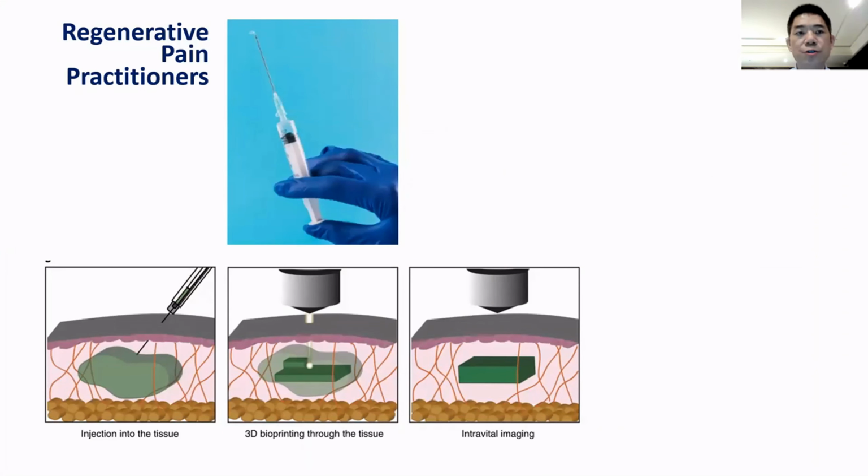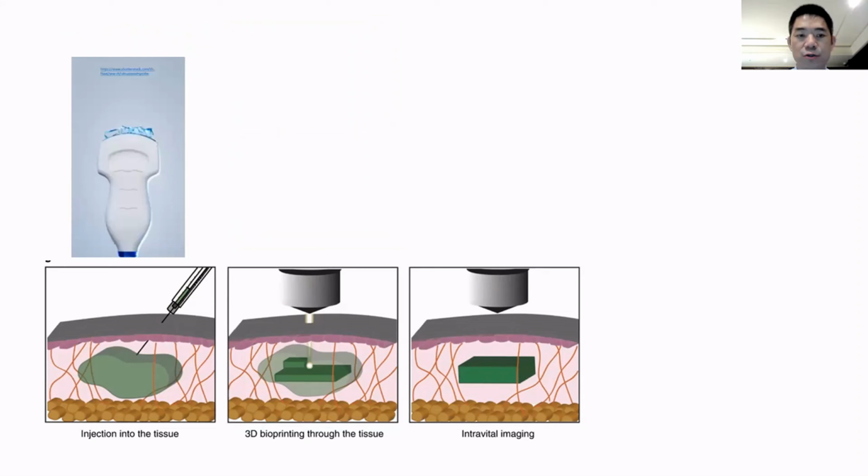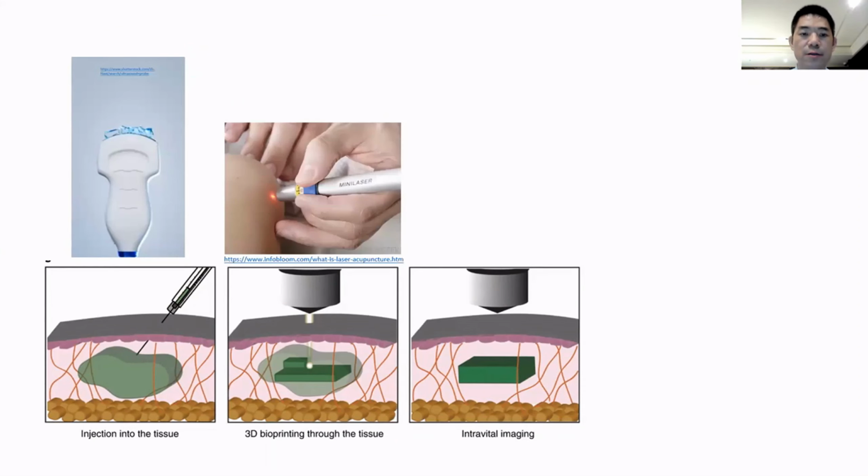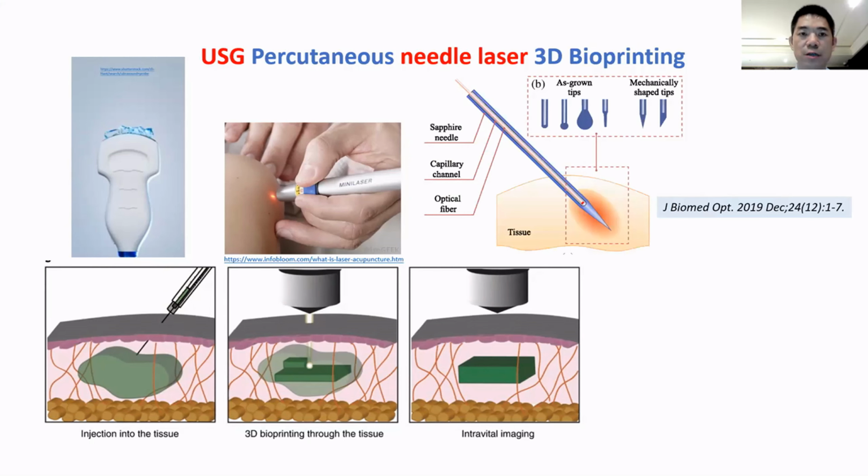So as regenerative pain practitioners, we can use these concepts to apply our already known techniques, using ultrasound to do the injection of the raw material, and using the laser to guide our targeted scaffold formation. We may even use ultrasound-guided percutaneous needle laser 3D bioprinting in the near future.